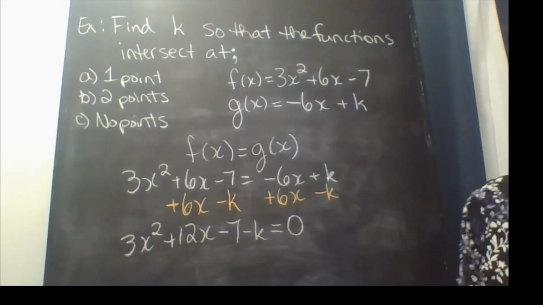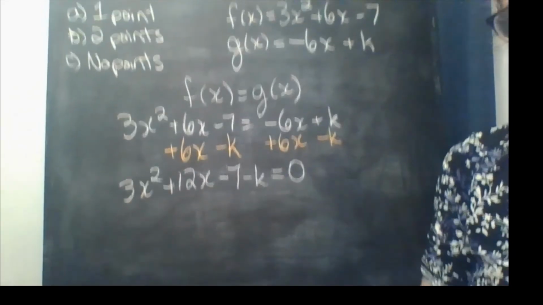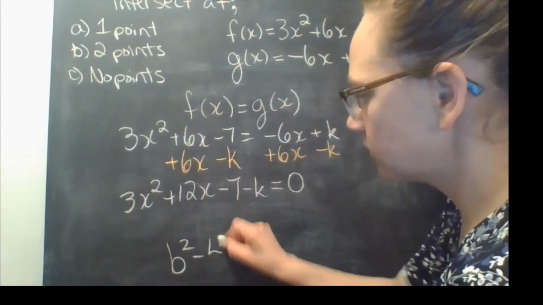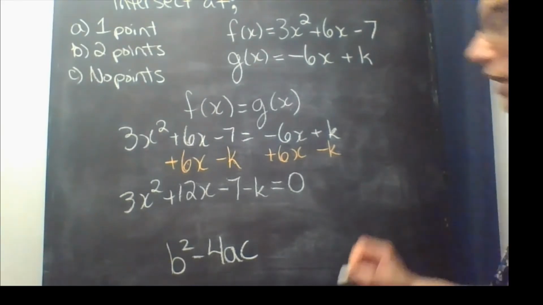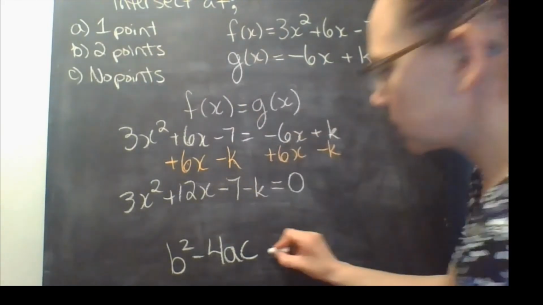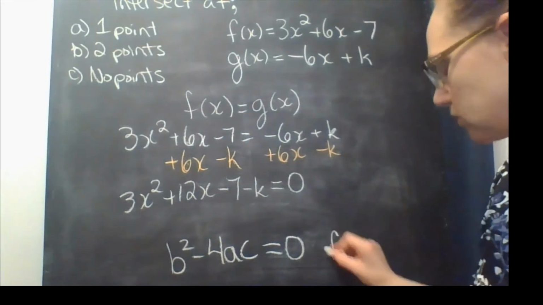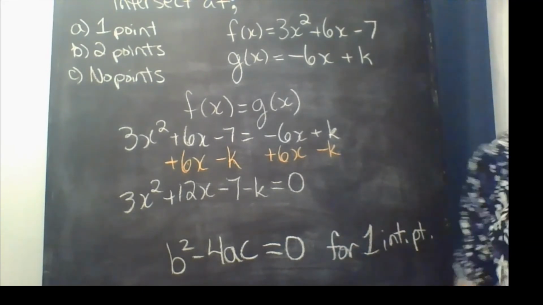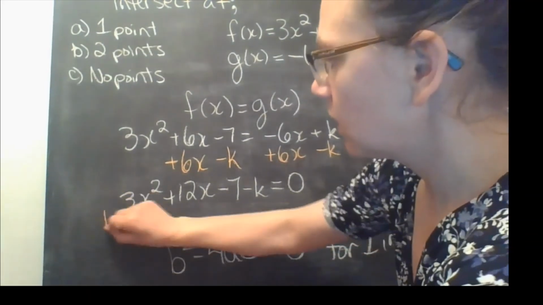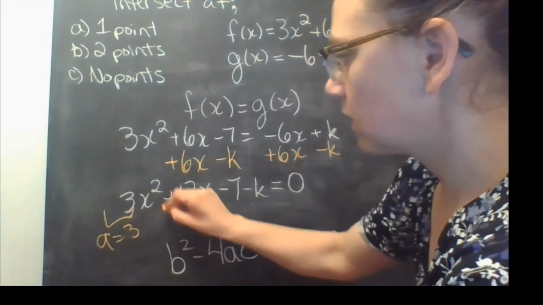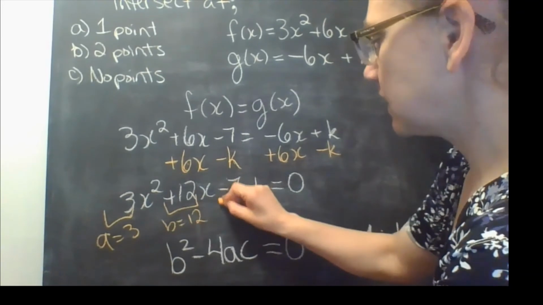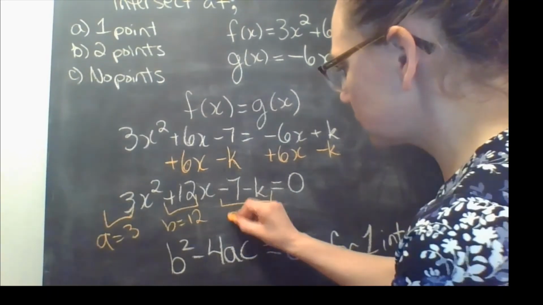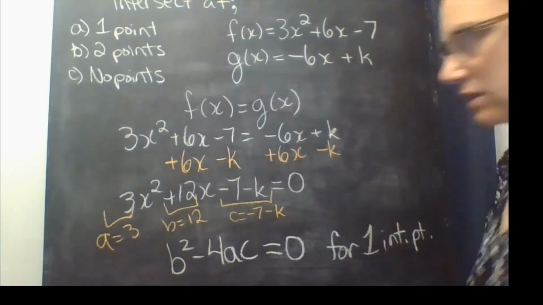Now we need to use the properties of our discriminant in order to solve for this. Our discriminant, remember, is b squared minus 4ac. To start solving, I'm going to start with 1 point, which means I'm going to set it equal to 0 for one intersection point. Figure out what our coefficients are. So a is 3, b is 12, and c is all of this, because all of that is what's not attached to an x. So c is equal to negative 7 minus k.